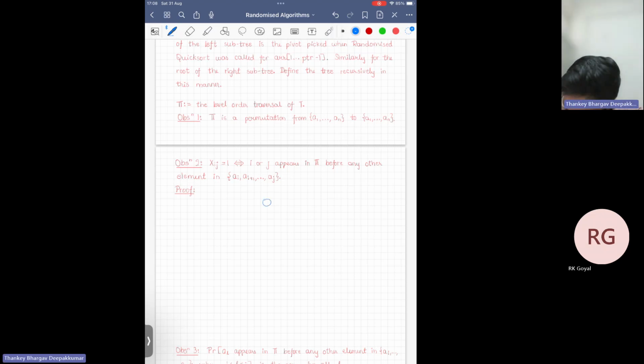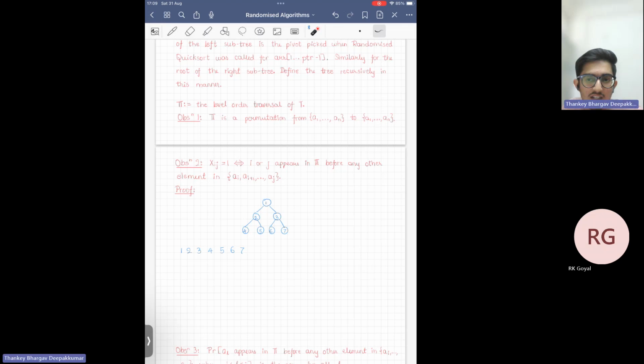Suppose this is your pivot for the first. Suppose this is your tree, and let's say the elements are 1, 2, 3, 4, 5, 6, and 7. The level order traversal looks like this, but this has nothing to do with it. So this is not the reason why this would be a permutation.